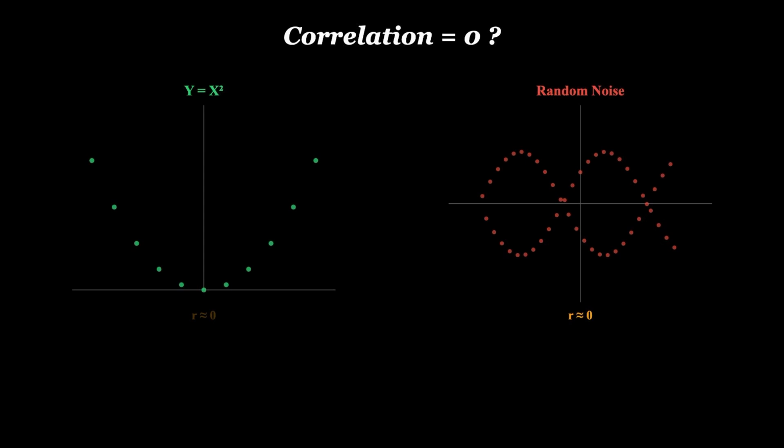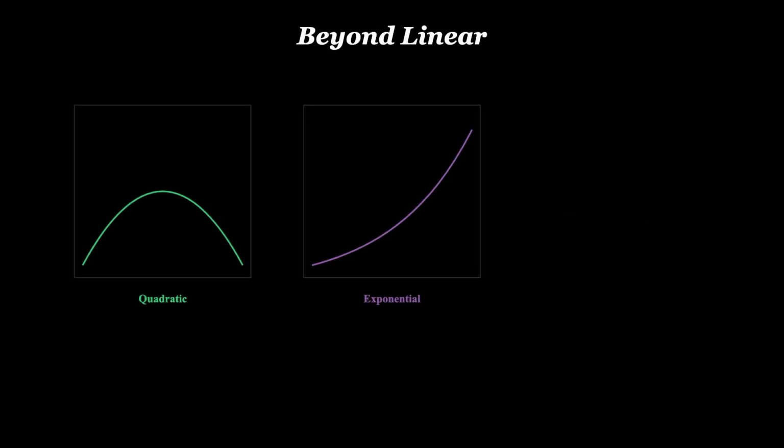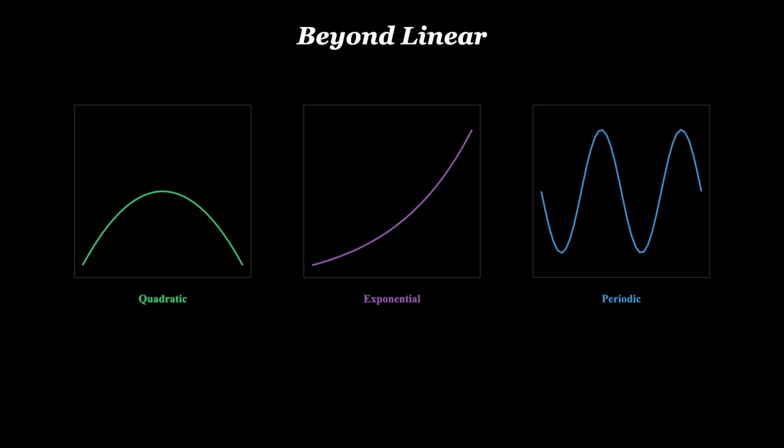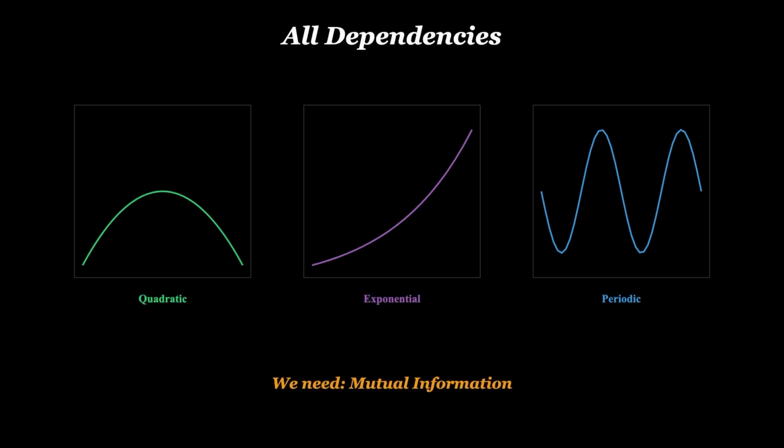This reveals the core problem. Correlation measures whether variables move together in straight lines, but dependencies can take any form: quadratic, exponential, periodic, or combinatorial. We need a metric that captures all forms of statistical dependence, not just linear ones. The solution comes from measuring uncertainty rather than similarity.